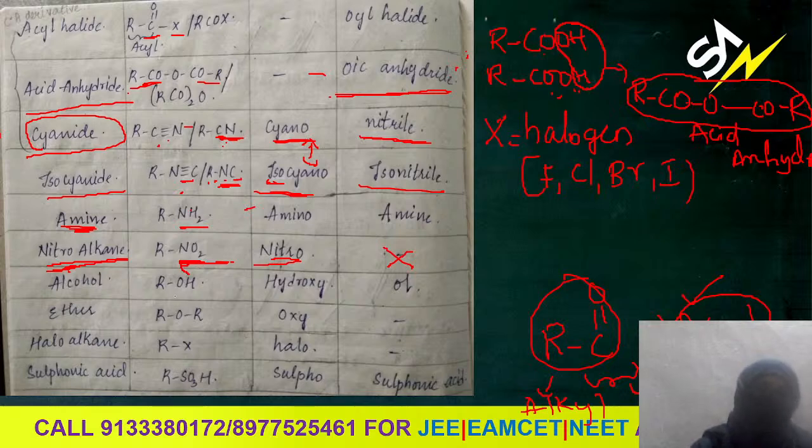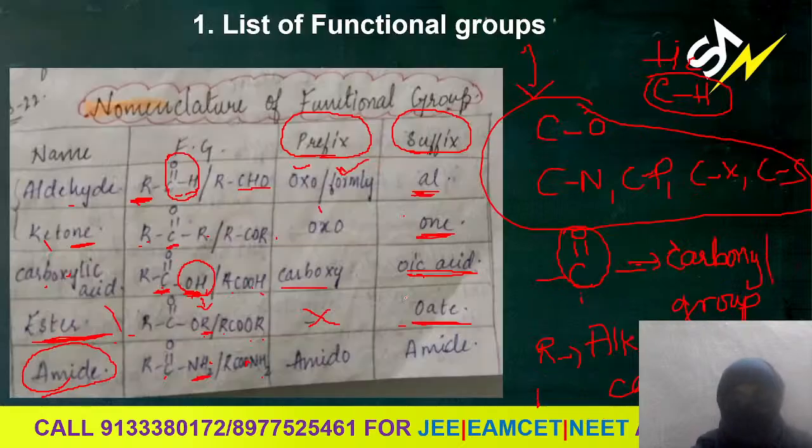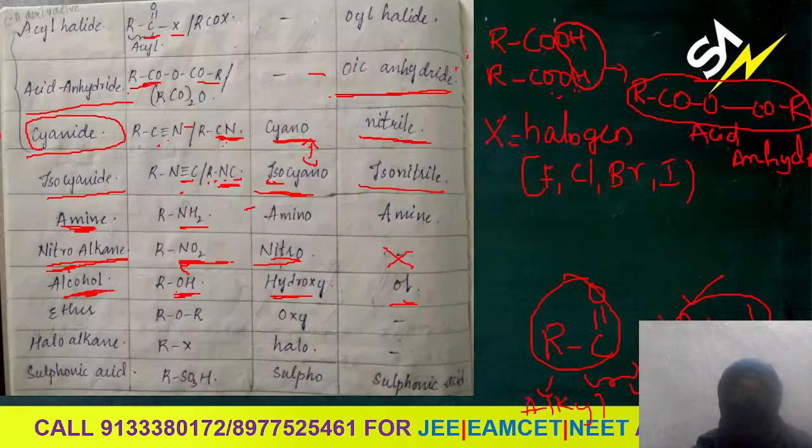Moving on to the next one called alcohol. What is alcohol? It's nothing but a compound having the OH functional group. Wherever you find OH, that compound is called alcohol. The prefix is hydroxy and the suffix is ol. That's why I told you in the previous slide that here this is al and this is ol. So al for aldehyde, ol for alcohol.